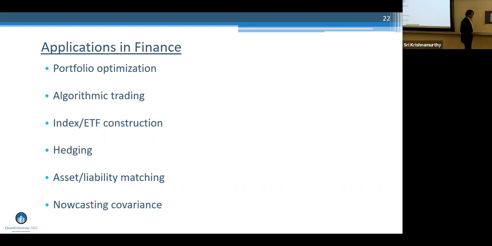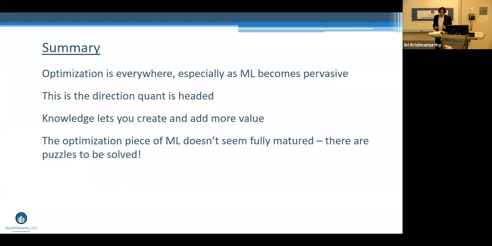And then I'm going to show one last slide, and then we'll show an example. So optimization is everywhere, especially as there's more and more machine learning. And I think if you want to be a quant, you have to know it. It's going to end up in your hands at some point.